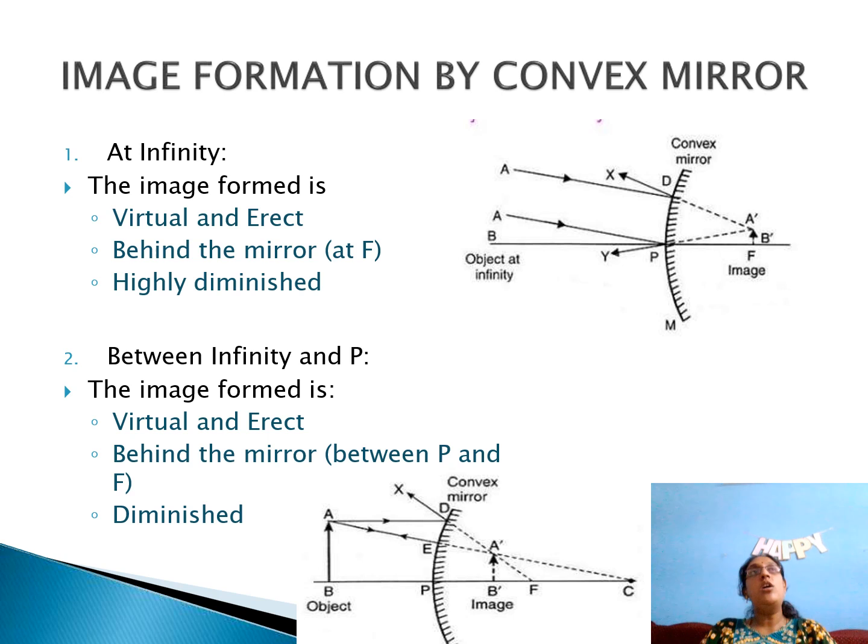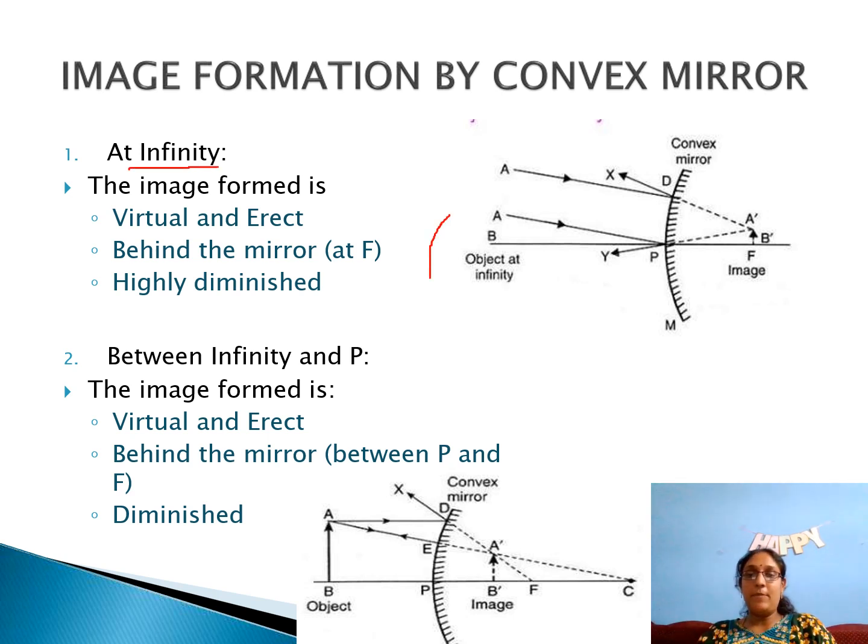Next, we saw the 6 cases in the concave mirror, the 6 ray diagrams, and the uses. Now we are going to see the same thing, image formation by a convex mirror. But don't be afraid. This won't be like the concave mirror. We'll have only 2 cases. That's it.